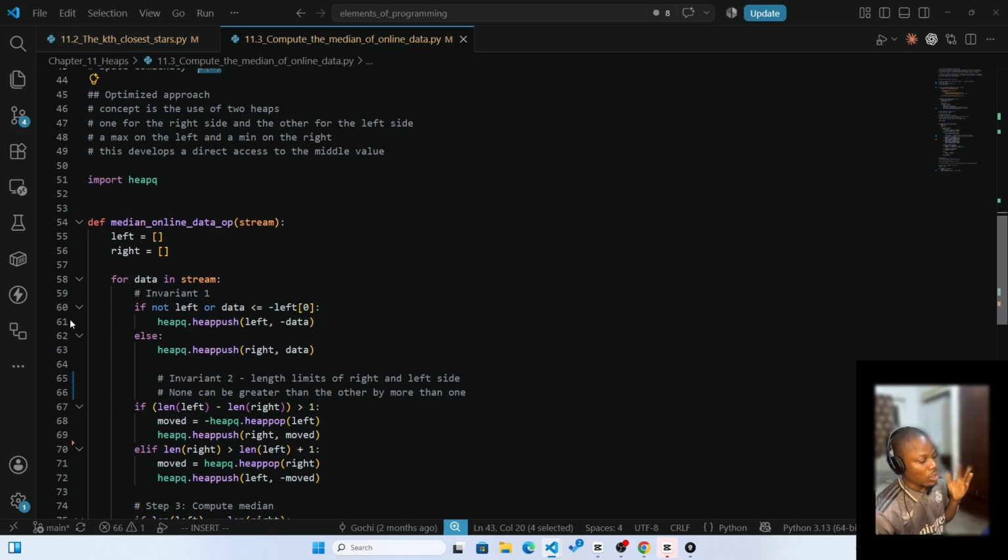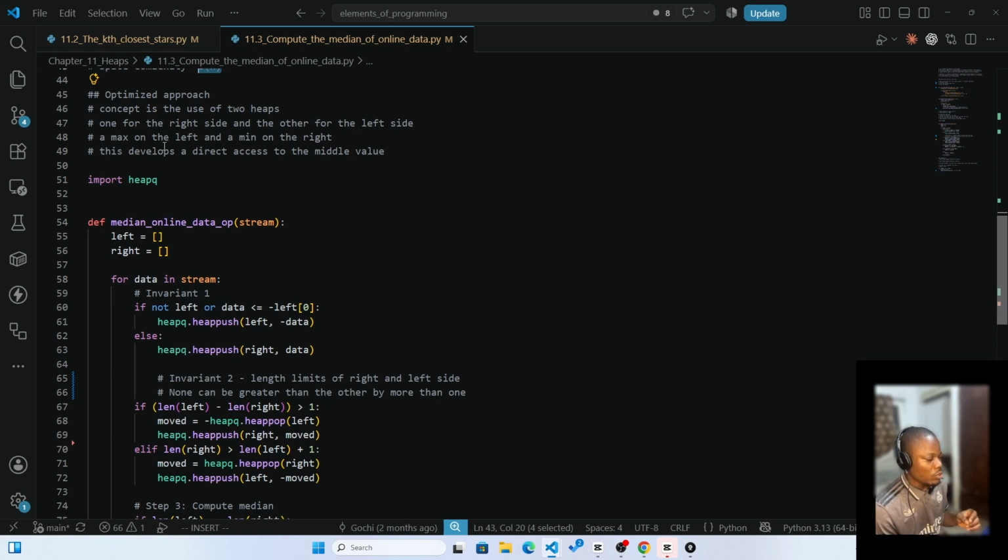So now we are going to be jumping straight into the optimized approach. So let's just read my thought notes here. We said the concept is the issue. The concept is the use of two heaps, right? So the concept we are going to be exploring is the use of two heaps, and this time around, one for the right side and the other for the left side. So we are going to have one represent the right hand side of the whole array and one represent the left hand side. It says a max on the left and a min on the right.